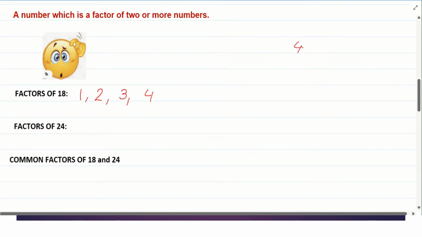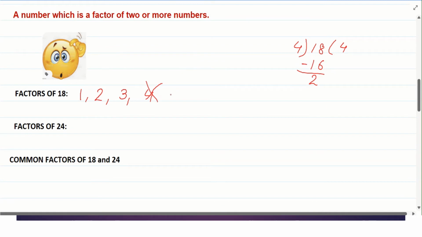When 4 divides 18, we know 4 fours are 16. On subtraction, we are getting 2. But the remainder must come 0. The remainder is not coming 0. It means 4 is not a factor of 18. So we cannot write 4 as a factor of 18.